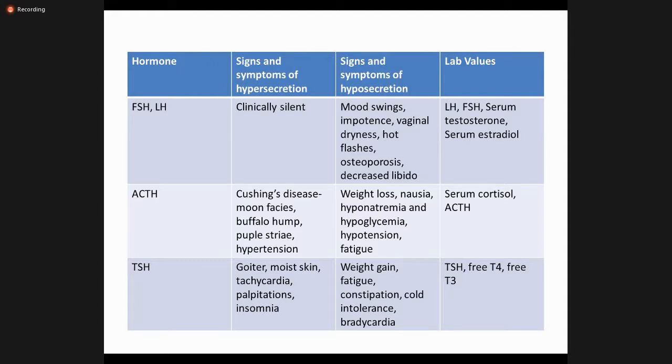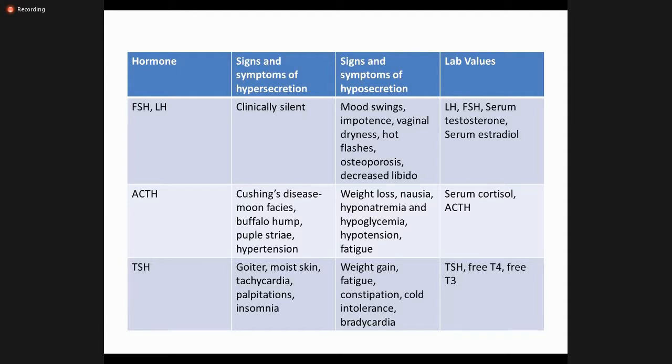So what are the features of the hyposecretion of FSH and LH? It is because FSH and LH are gonadotrophic hormones. They act on the gonads. For example, they act on the ovaries and uterus, resulting in the regulation of the menstrual cycle and ovulation, or in case of male, act on the testicles to produce testosterone and maturation of the sperms. So when there is hyposecretion, they can produce sexual dysfunction.